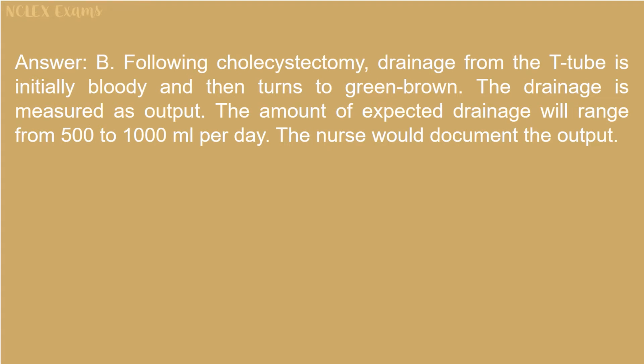Answer B. Following cholecystectomy, drainage from the T-tube is initially bloody and then turns to green-brown. The drainage is measured as output. The amount of expected drainage will range from 500 to 1,000 milliliters per day. The nurse would document the output.